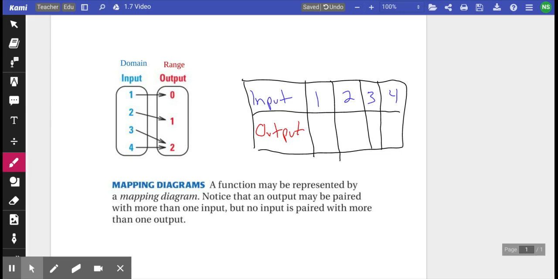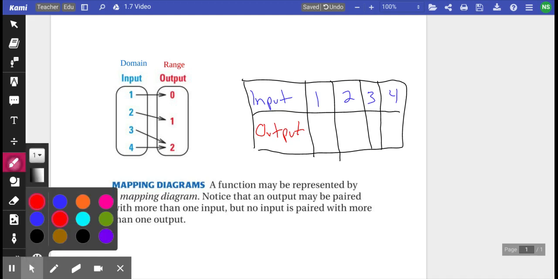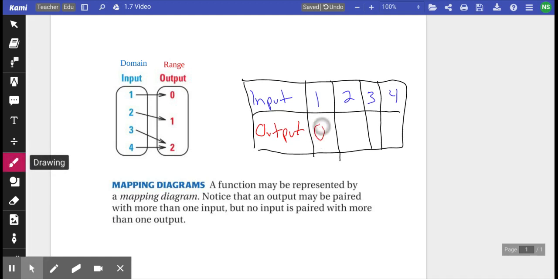So I can see based on this diagram that if the input is 1, the output will be 0. If the input is 2, the output will be 1. If the input is 3, the output will be 2. And if the input is 4, the output will also be 2.